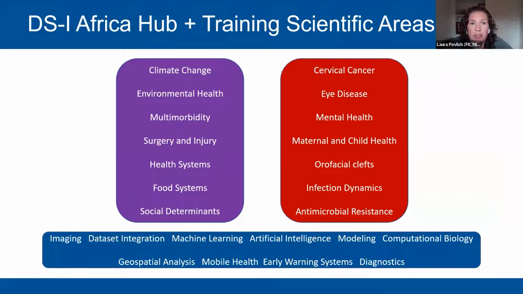The DSI Africa research hubs and research training programs span a vast array of different scientific areas, different health areas, different cross-cutting areas, and different data science areas. These span from climate change to the social determinants of health, cervical cancer to antimicrobial resistance, and really incorporate a large variety of data science methods and innovation areas, including mobile health, diagnostics, imaging, and more.